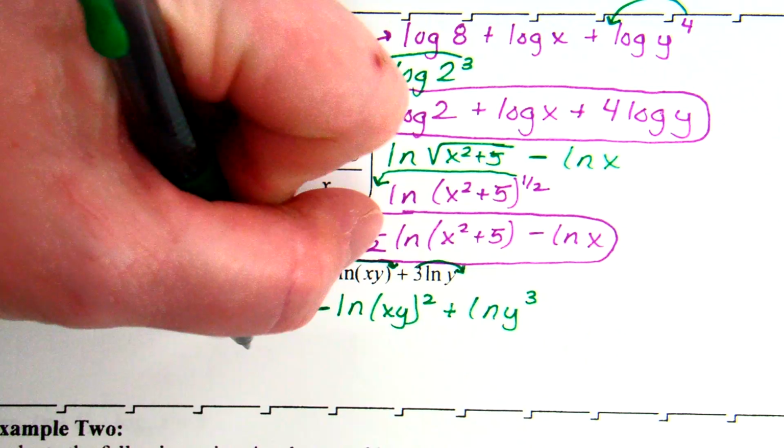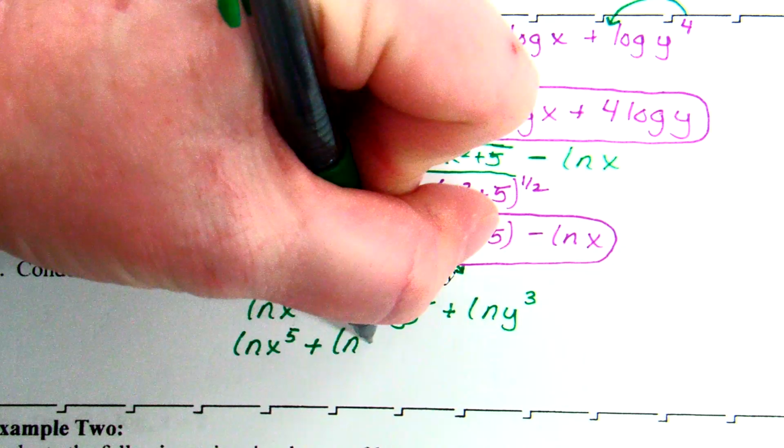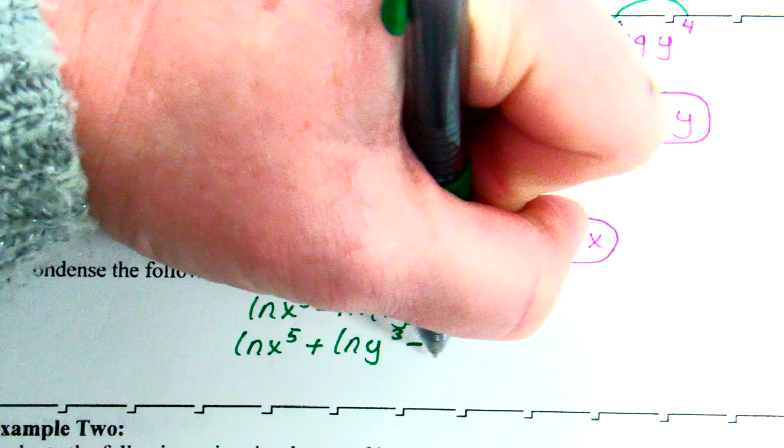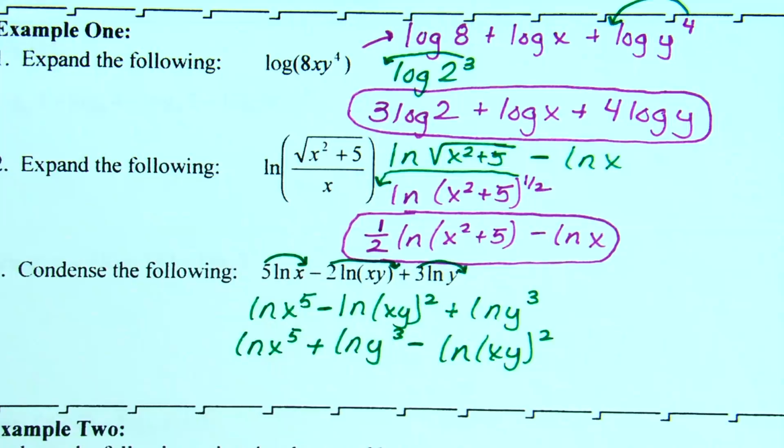So I'm still going to have natural log of x to the 5th. I'm going to move my plus, so plus natural log of y to the 3rd. And I'm going to put my minus at the end. So it's minus the natural log of xy quantity squared.